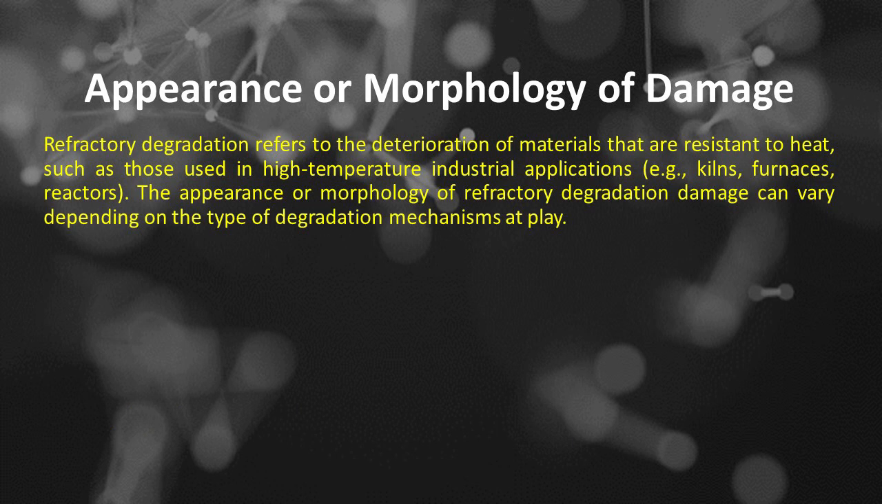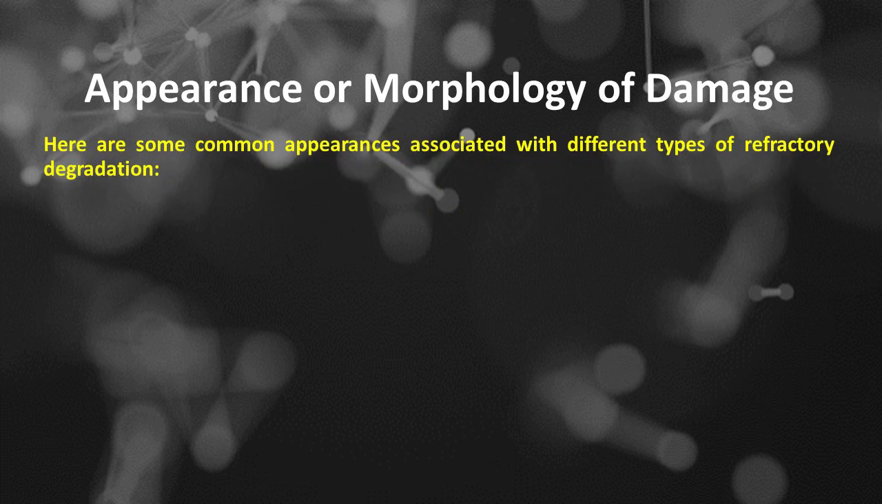Refractory degradation refers to the deterioration of materials that are resistant to heat, such as those used in high-temperature industrial applications, e.g., kilns, furnaces, reactors. The appearance or morphology of refractory degradation damage can vary depending on the type of degradation mechanisms at play. Here are some common appearances associated with different types of refractory degradation.